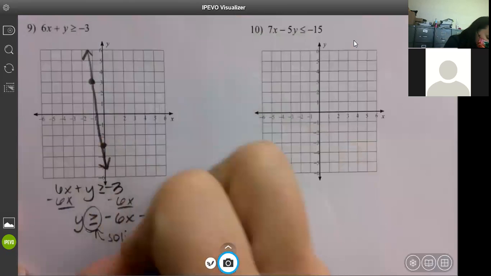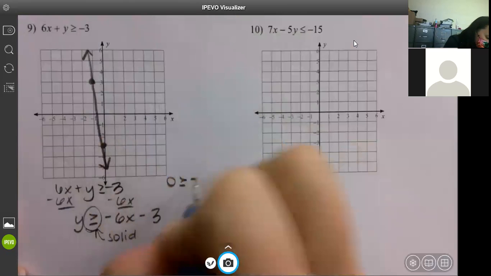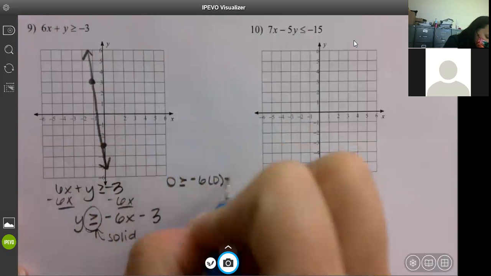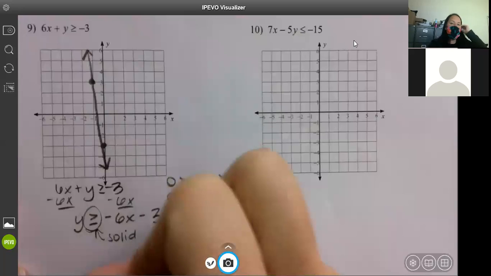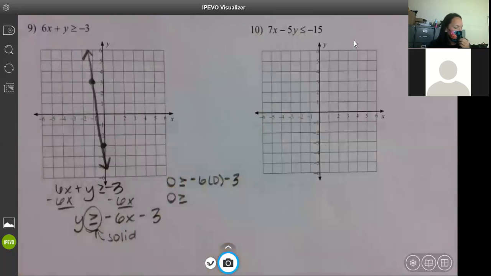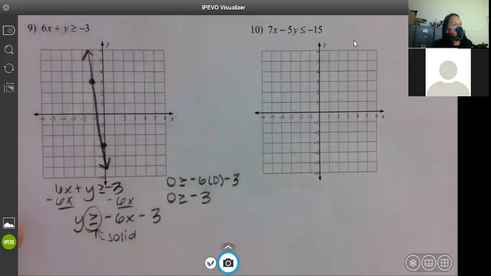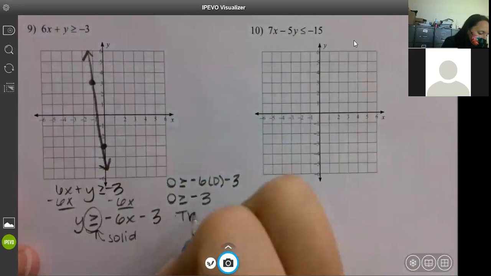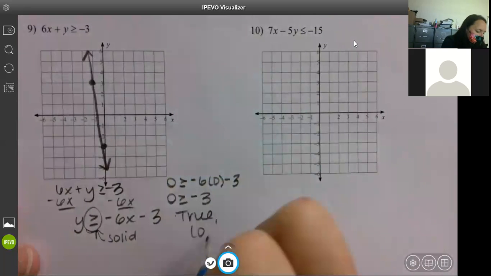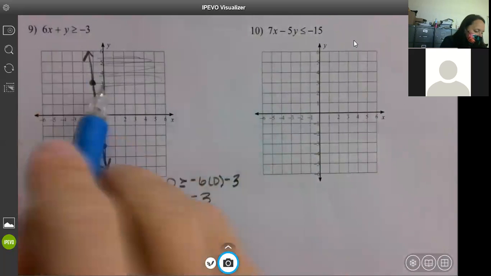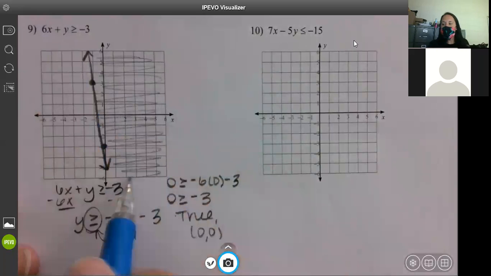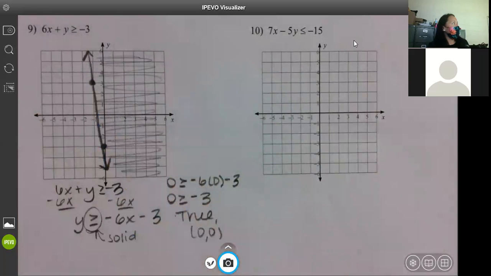So 0 is greater than or equal to negative 6 times 0 minus 3. What is negative 6 times 0? Minus 3. Is 0 greater than or equal to negative 3? It is greater than, right? So this is true. So shade where 0, 0 is. That would be this side. Is everybody okay? You good? Okay.